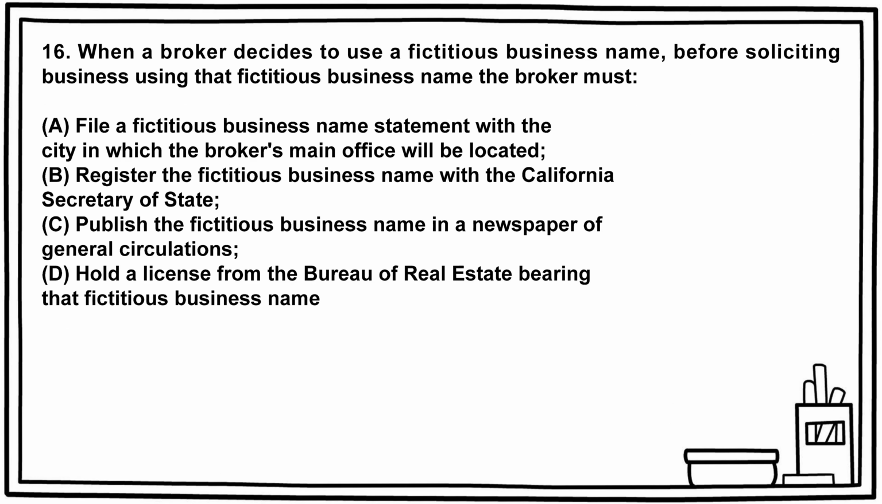16. When a broker decides to use a fictitious business name, before soliciting business using that fictitious business name, the broker must A. File a fictitious business name statement with the city in which the broker's main office will be located. B. Register the fictitious business name with the California Secretary of State. C. Publish the fictitious business name in a newspaper of general circulation. D. Hold a license from the Bureau of Real Estate bearing that fictitious business name.